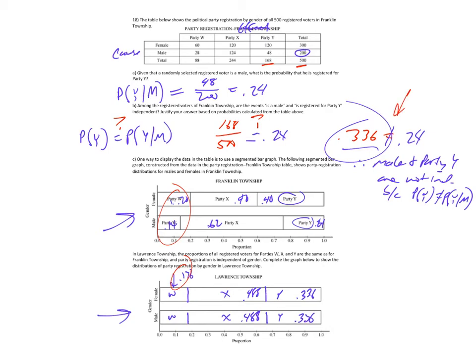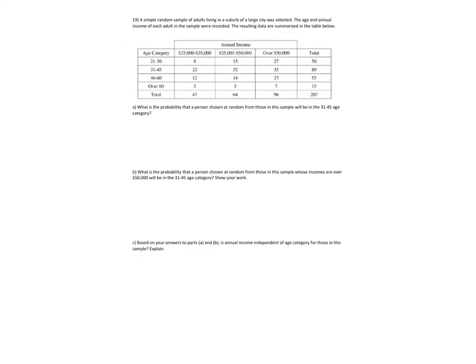That's exactly what part B showed us, that party Y is different by gender. So we'll leave it at that for 18, and let's end here with number 19, which is a straight two-way table. And this is an old AP exam question, as were the last two.